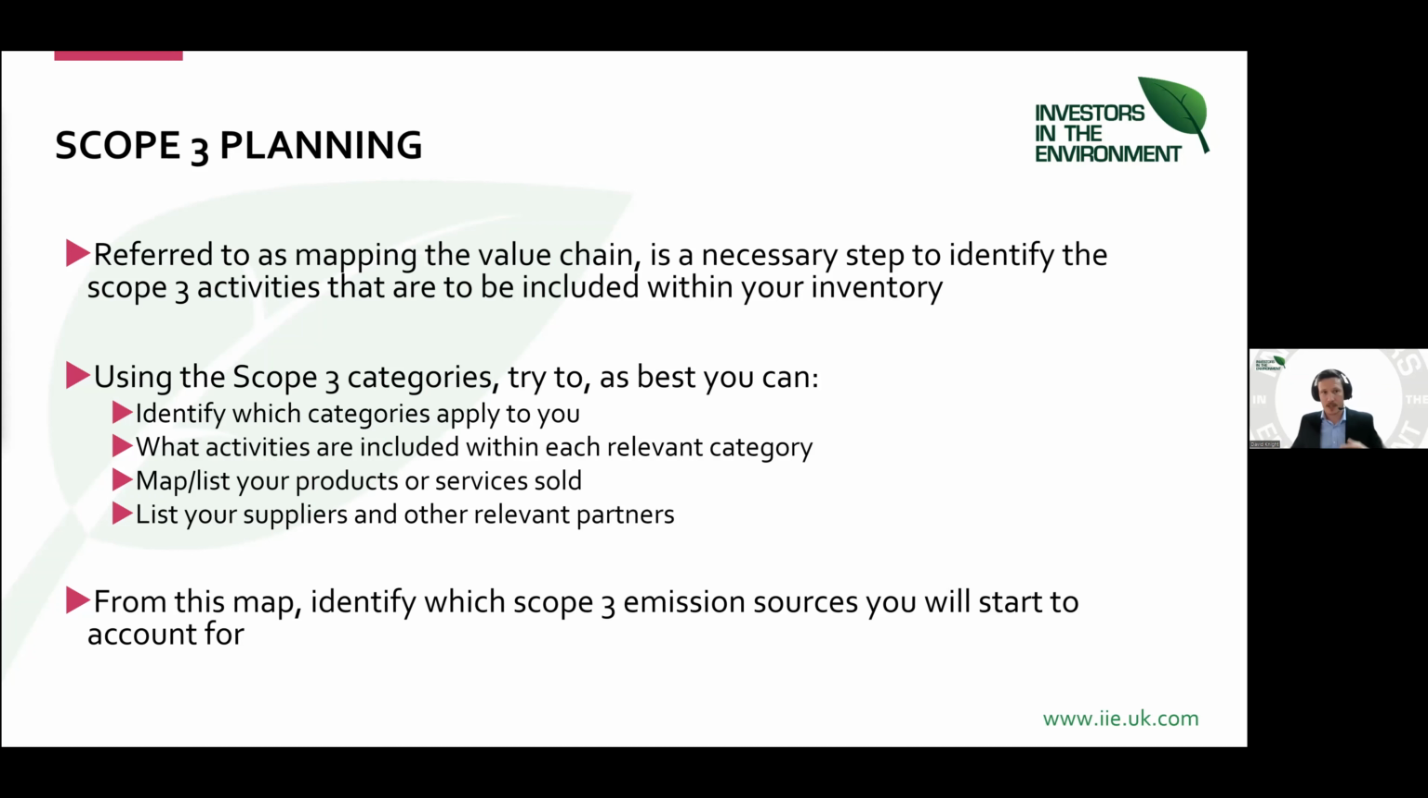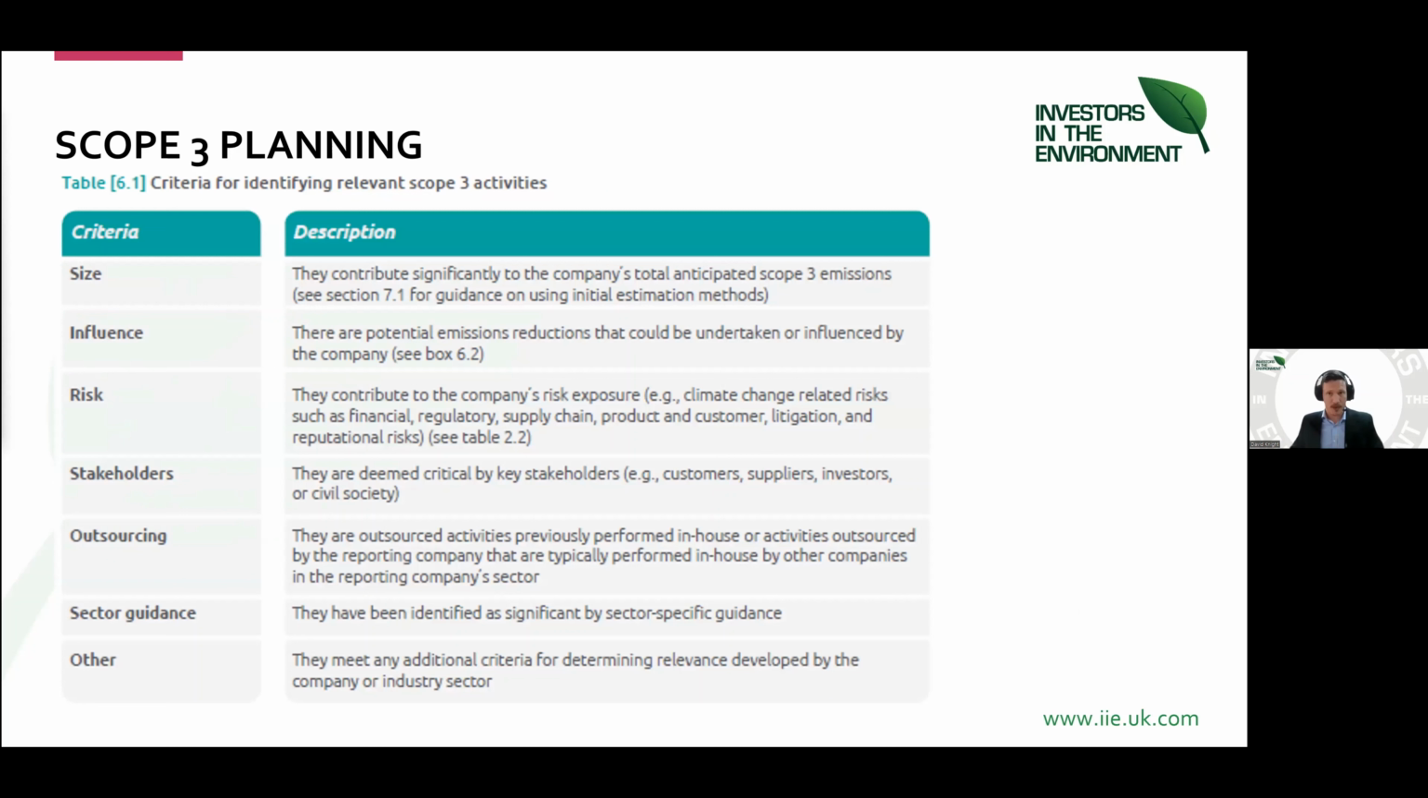Now, to do that, there's a criteria, as I said, within the GHG protocol that allows us to go through these steps to identify what is most important to me that I need to include as part of my scope 3 emissions inventory. So the first thing we want to talk about is the size of the impact. How big a carbon impact does that have?